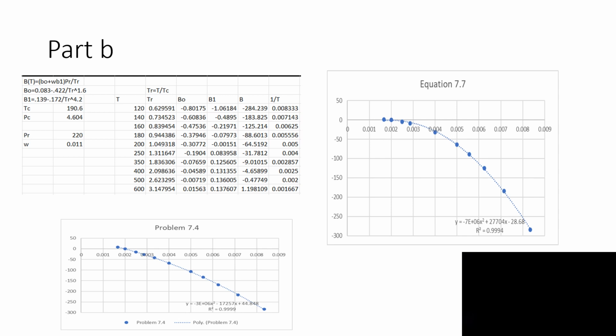I then just plotted the B values with the inverse temperature, and that is using equation 7.7 on the right there. You get an R squared of 0.994, which is not as good as the original one in problem 7.4, where we got an R squared of 0.999. I used a second order polynomial for this one as well, and the data is okay, but it's not great.